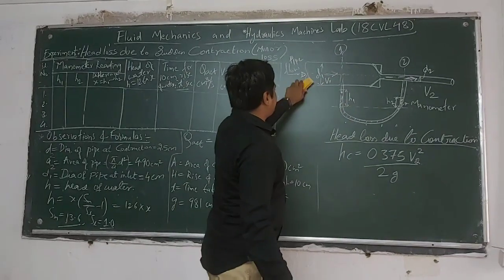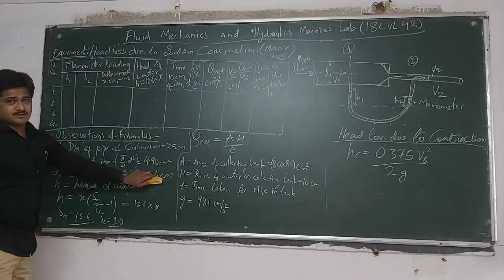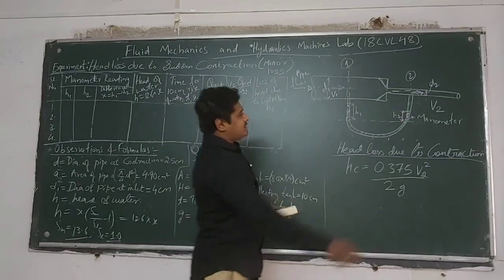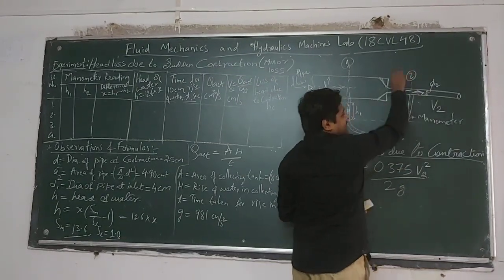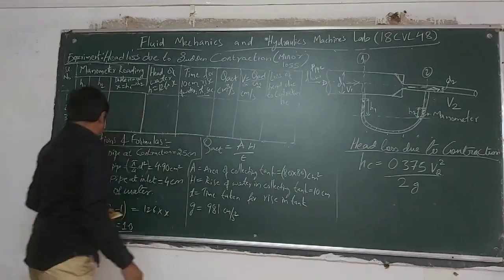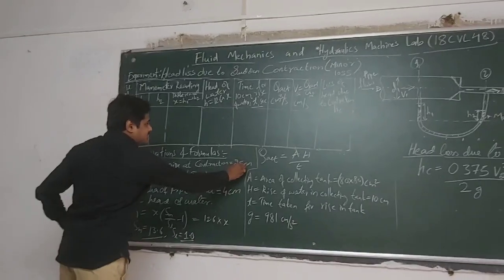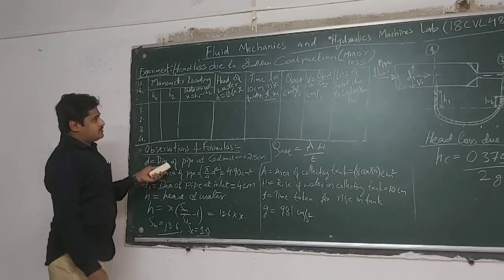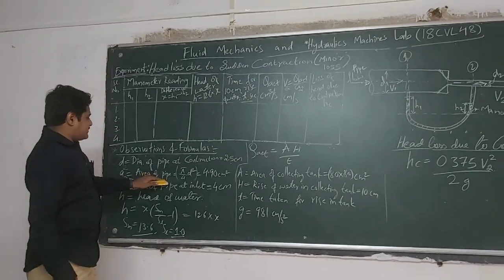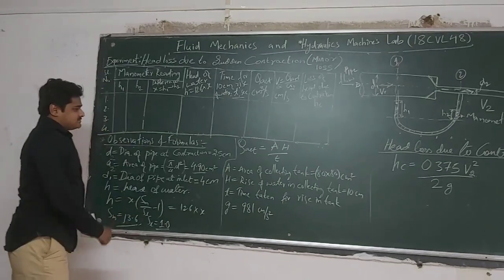Next we will have the observations about the pipes. For the normal pipe you have a diameter of 4 centimeters. Here we are dealing with head loss due to sudden contraction, so we are only considering the contraction part, not the normal pipe. Considering the contraction part, the diameter of the pipe at contraction is 2.5 centimeters. So we need to find the area of the contraction pipe, which is pi by 4 d square. You will get 4.90 square centimeters.